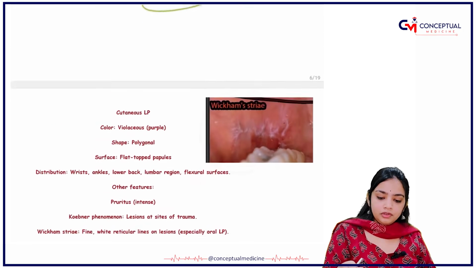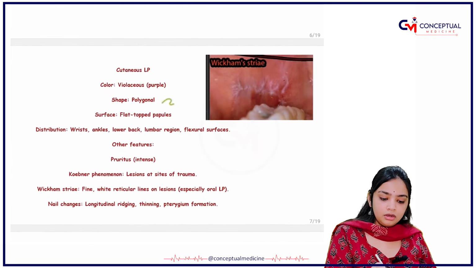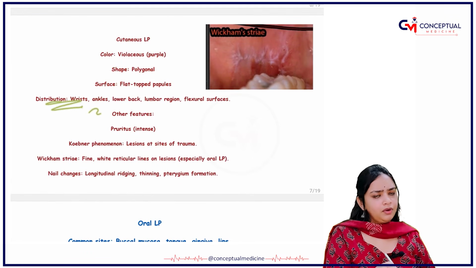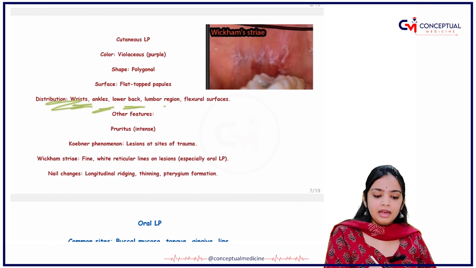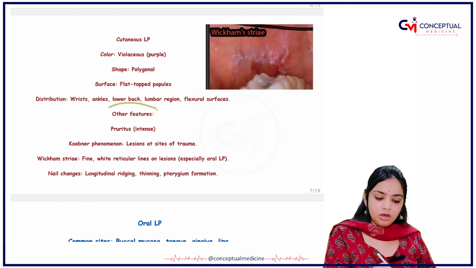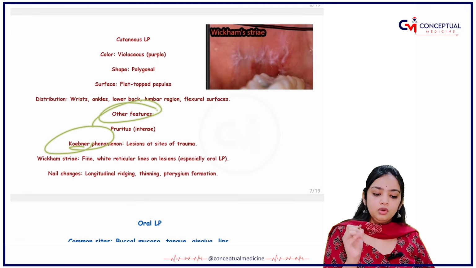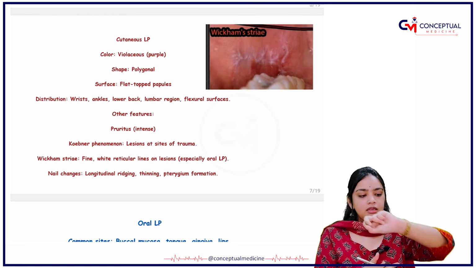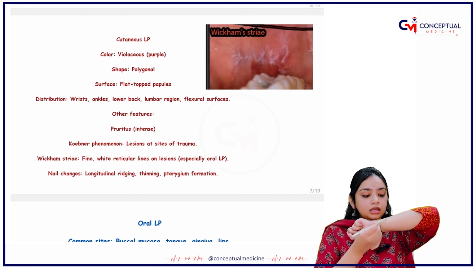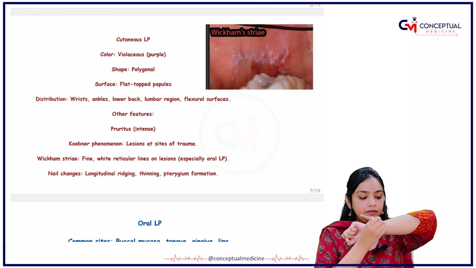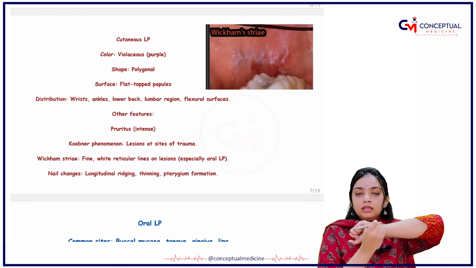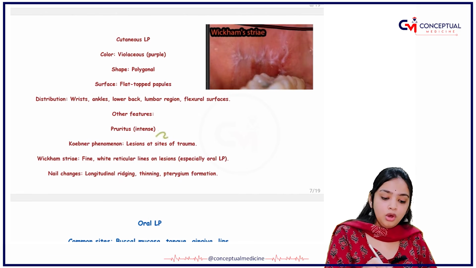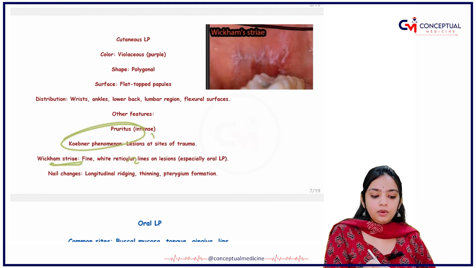What are the clinical features? For the clinical features, the shape is polygonal and the surface is flat-topped. Papules are there. Distribution can be found in your wrist, ankles, lower back, lumbar regions and flexure surfaces. What are the other features? You have something called the Koebner Phenomenon that I have already told you in other videos, that if I am having the lesion here, then here only there will be a small tiny bump that I will be able to see, and that is called your Koebner Phenomenon.